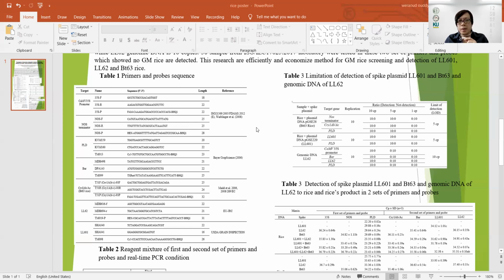The conclusion is that both sets of primer and probe can efficiently screen and detect the event-specific GM rice. Thailand rice is still safe from GM, because the last 50 samples in our laboratory could not detect any GM element or event-specific GM rice.